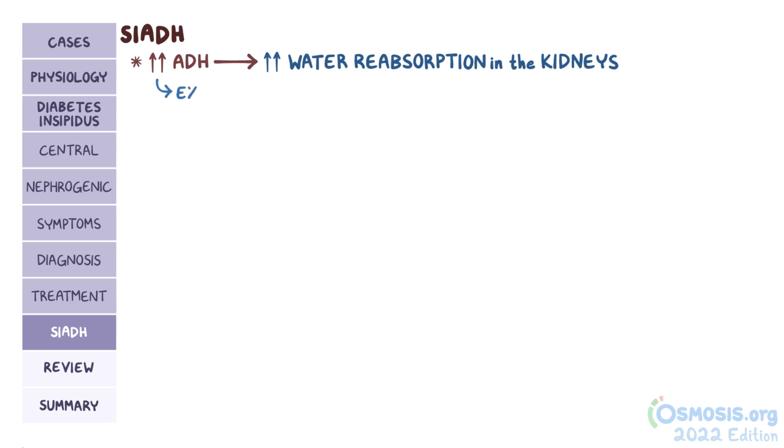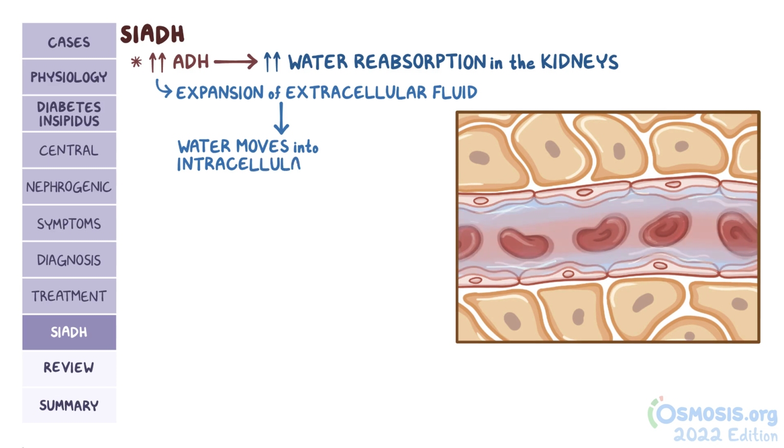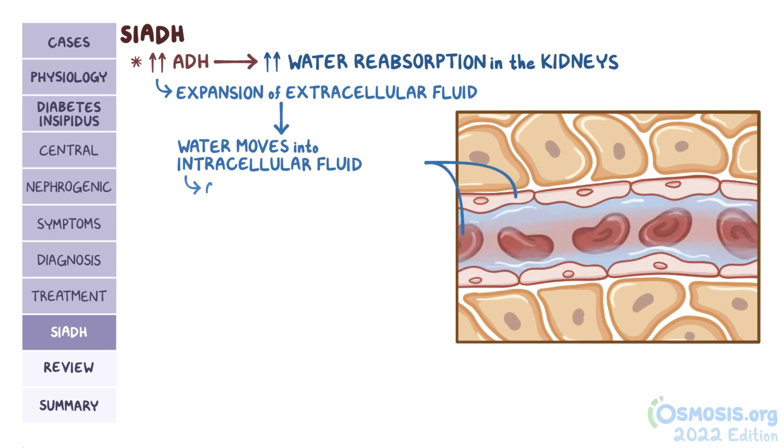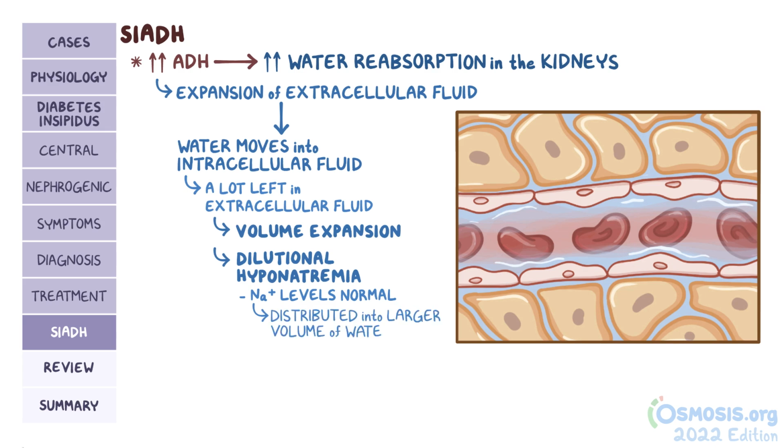Water retention leads to an expansion of the extracellular fluid. Some of this water will move into the intracellular fluid. However, there will be a lot of water left in the extracellular fluid, leading to volume expansion. Increased water in the extracellular fluid leads to dilutional hyponatremia, meaning the total sodium level is actually normal, but the sodium is distributed into a larger volume of water. This causes a particular type of hyponatremia called euvolemic hyponatremia, and since it's euvolemic, there's no edema on clinical examination.